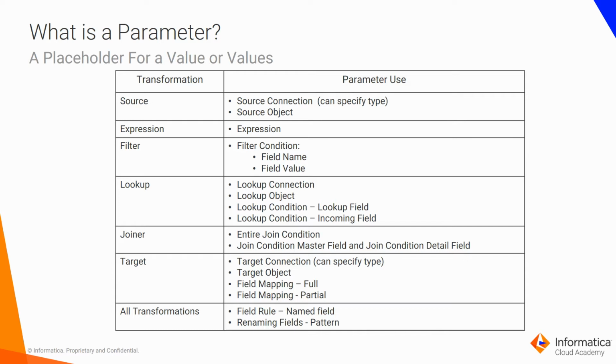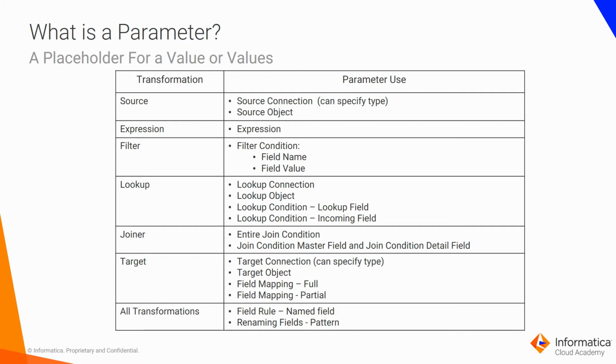You can limit the connection type for the parameter or allow any connection type. In the task, you can then select the connection to use. You can also parameterize the lookup object. In the task, you can select the lookup object to use. You can also parameterize the lookup condition, including the lookup field and the incoming field. In the task, you select the field in the lookup and field in the data flow to use.